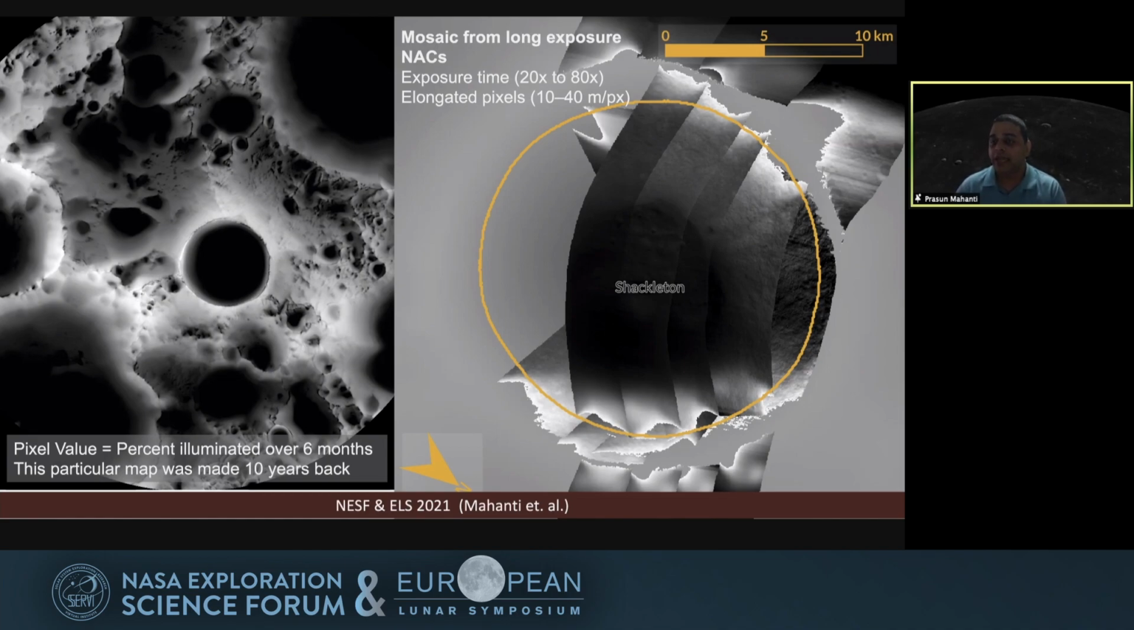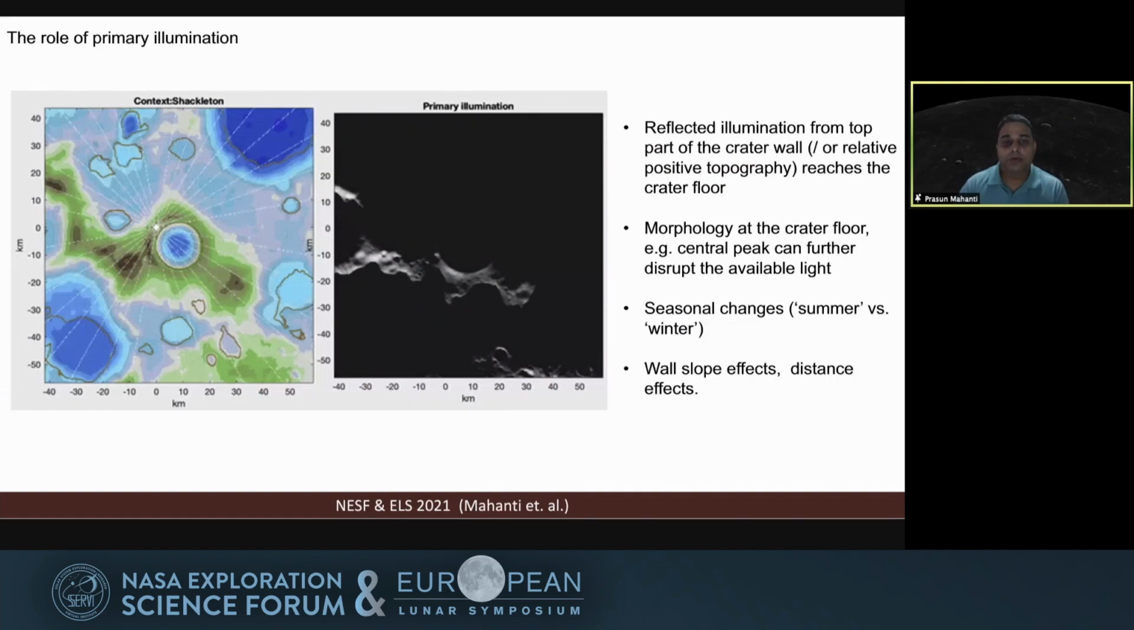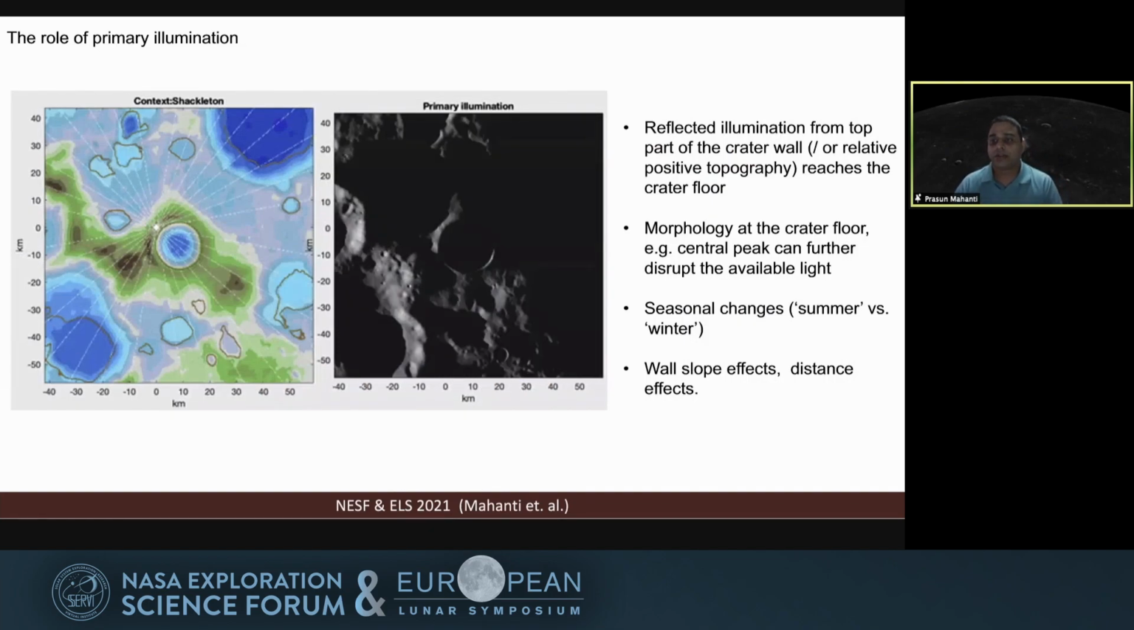Using NAC, we could do this, but NAC was not meant for this kind of purpose, right? What this also tells us is that across the crater, the primary illumination keeps on changing.